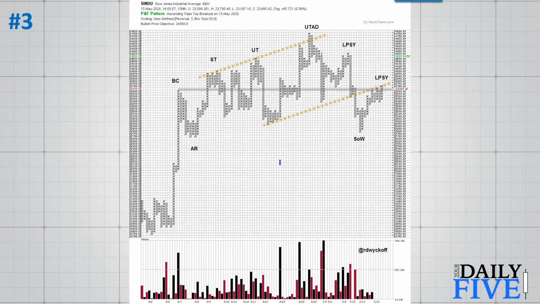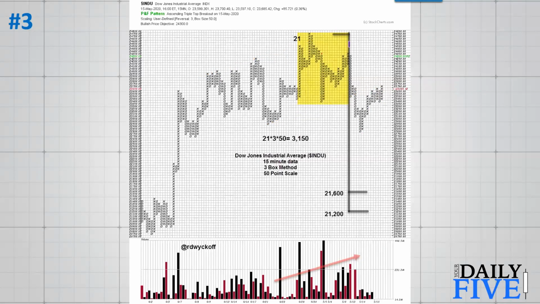Well, how far down could this go? Well, we take a segment. We count from the lower high over, and we can see that this has a climactic quality over here. And so we take this as segment 1, and this count takes us down to 21,600 to 21,200 from a high of 24,750. And so we can see that there is a reaction potential here in this point and figure count.